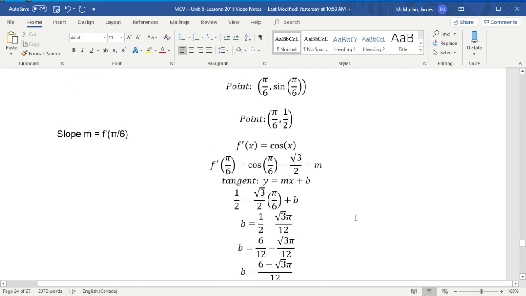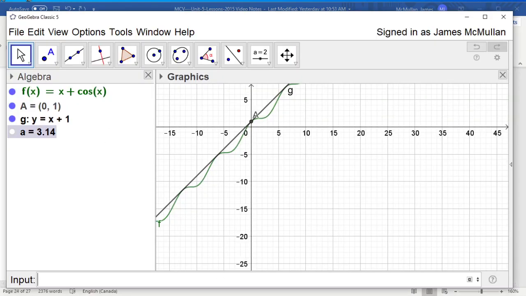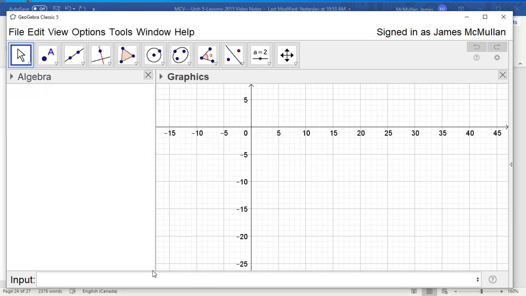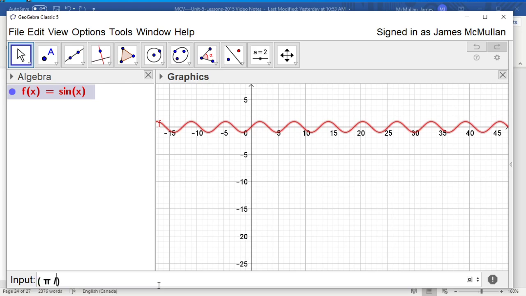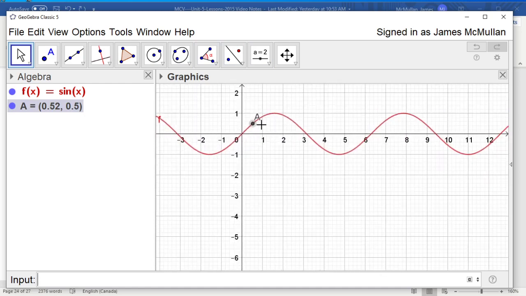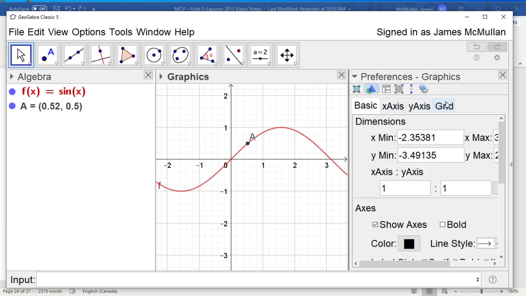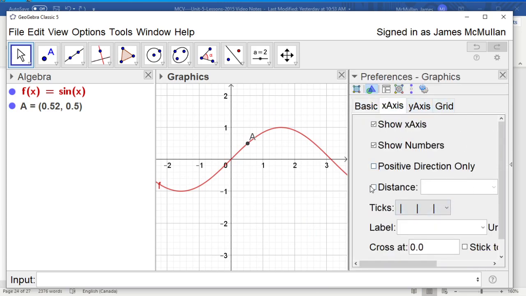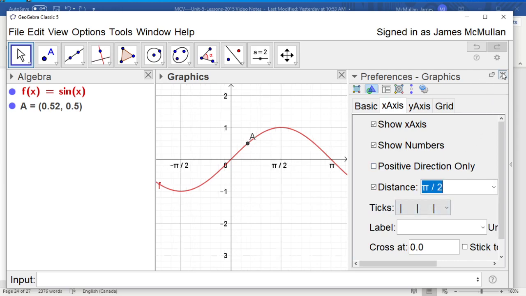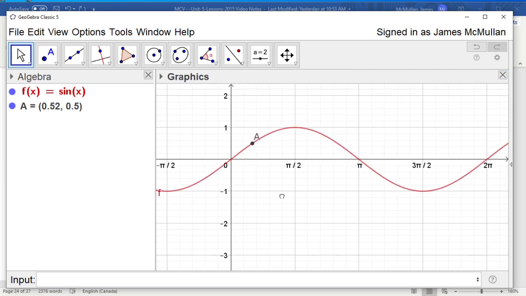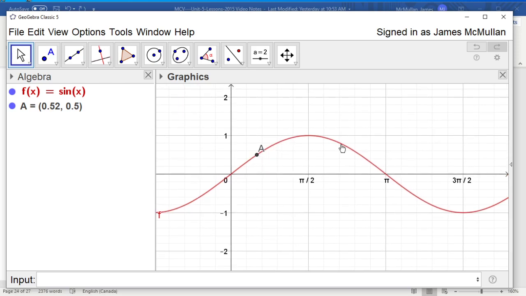So let's draw the function sine x. Okay, so f of x equals sine x. We're going to plot a point, pi over 6, and f of pi over 6. And you can see where that point is here. It's at pi over 6 and 0.5. It might be beneficial to have the x-axis count in pi over 2's here. I can make this a little easier to see. Okay, so there's pi over 6.